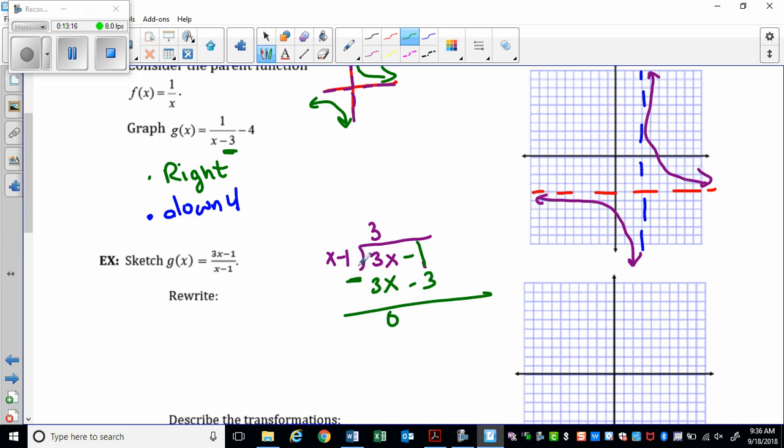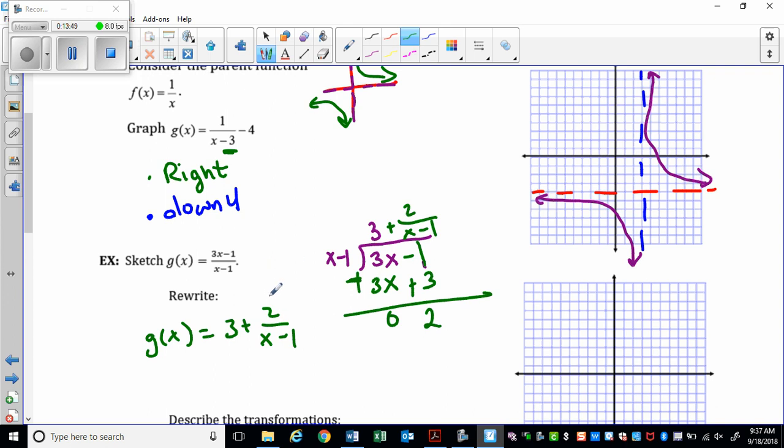So we can add the opposite, and this is going to give us 2. Okay. So this is the same as we're going to add the remainder divided by what we were trying to divide, x minus 1. So this function is the same as 3 plus 2 divided by x minus 1. Okay, I'm going to rewrite that. So g of x is 3 plus 2 over x minus 1.